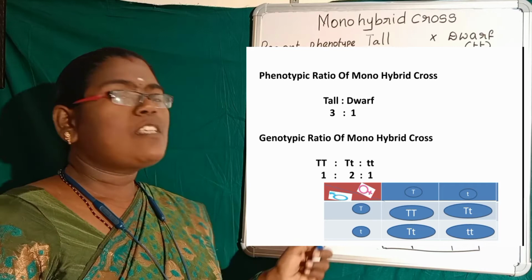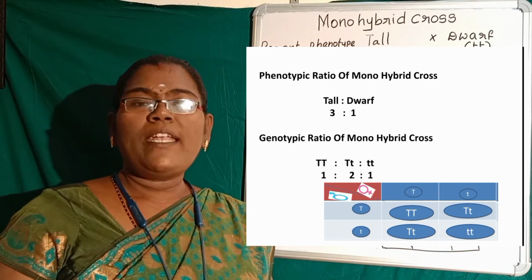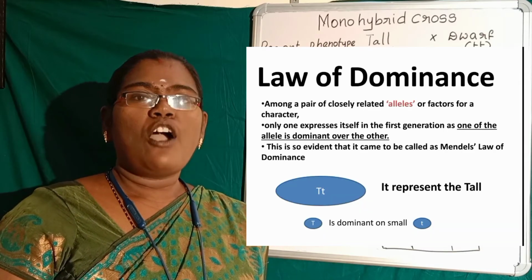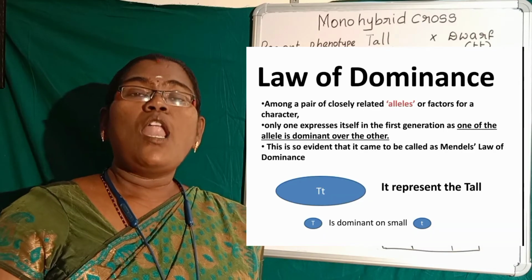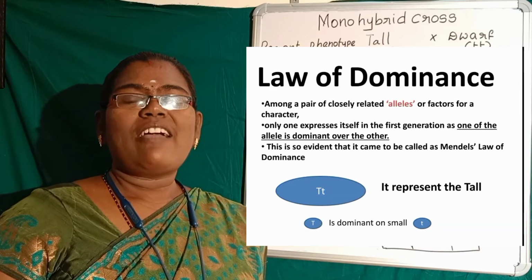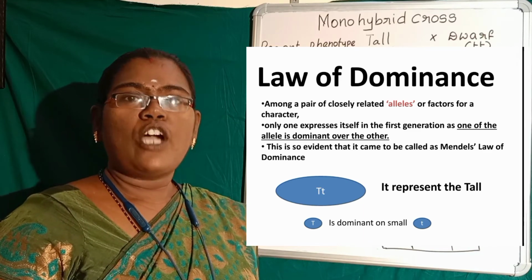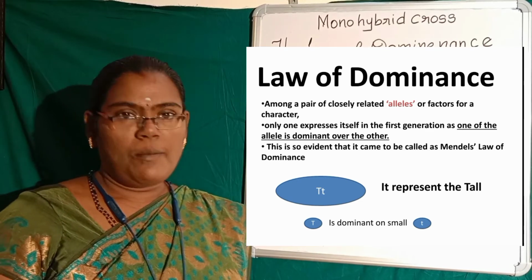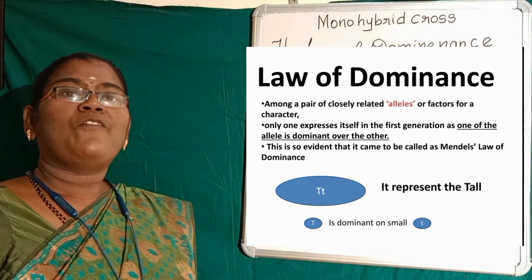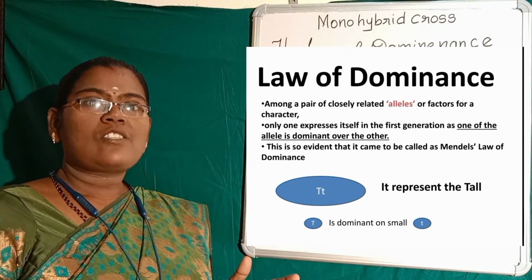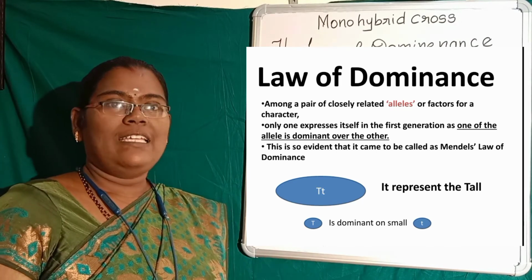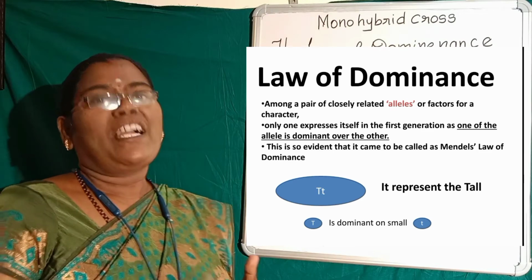So the monohybrid cross genotypic ratio is 1:2:1. From this monohybrid cross, Mendel proposed 2 laws. One is the law of dominance, another one is the law of segregation. Now I'll explain about the law of dominance. First we'll see about the law of dominance. Each and every factor has to be expressed by 2 alleles.